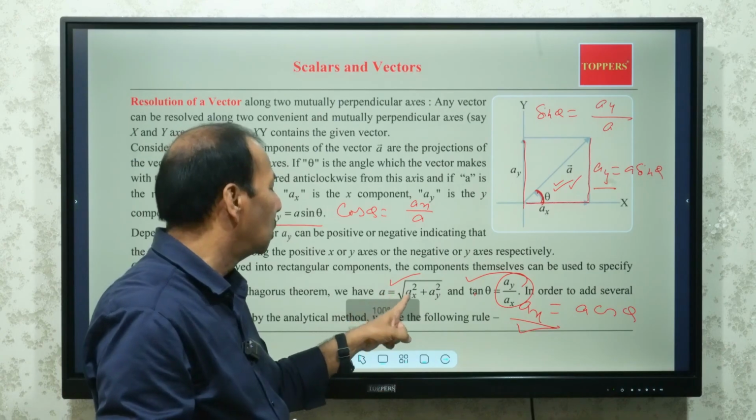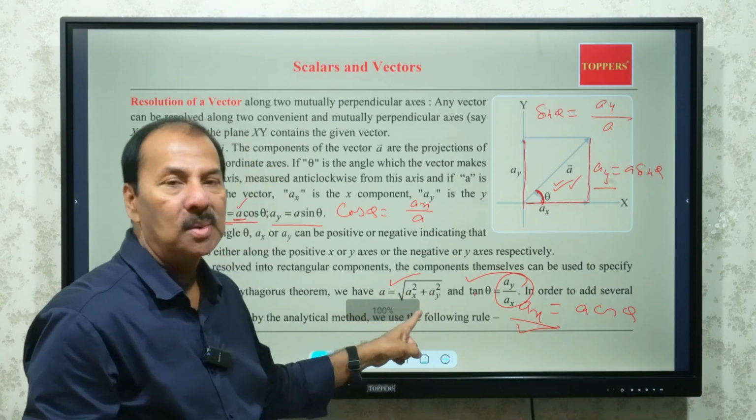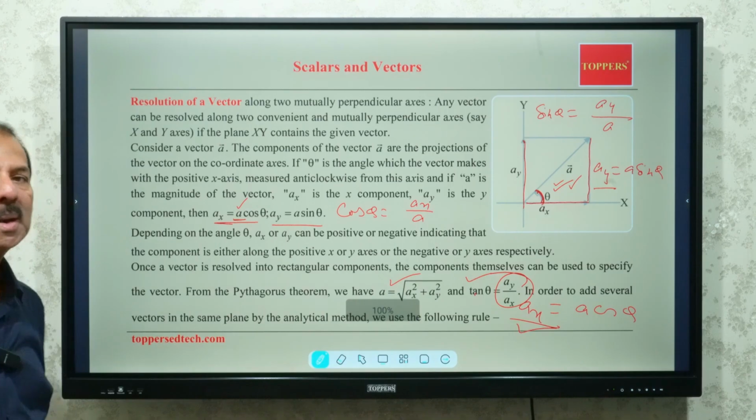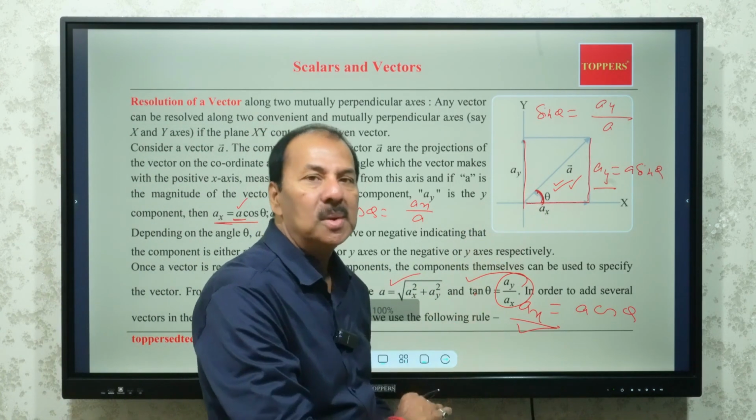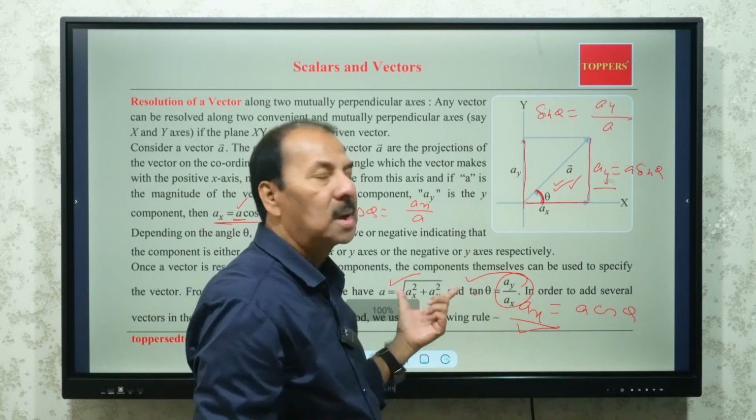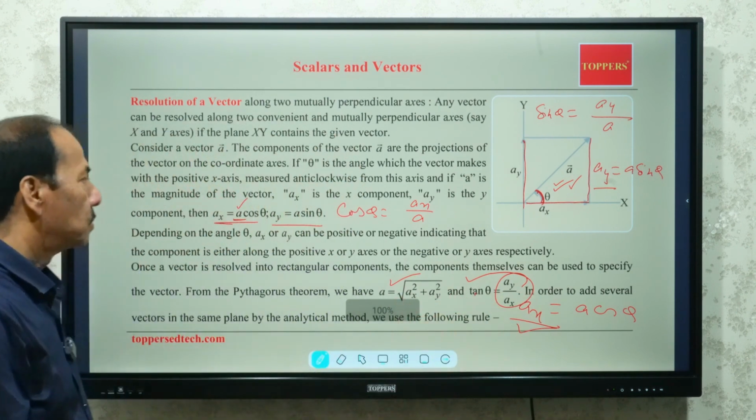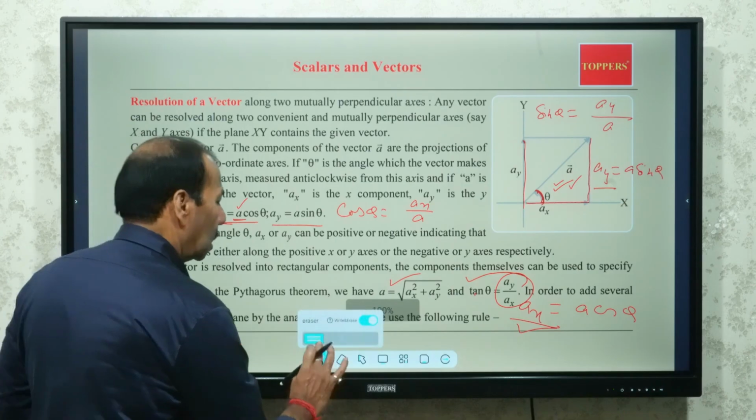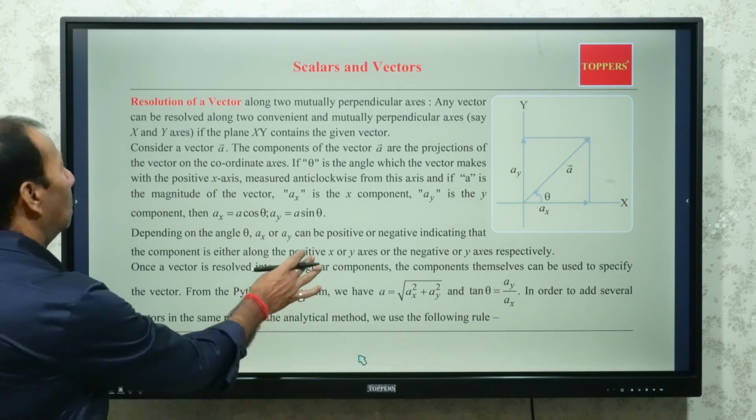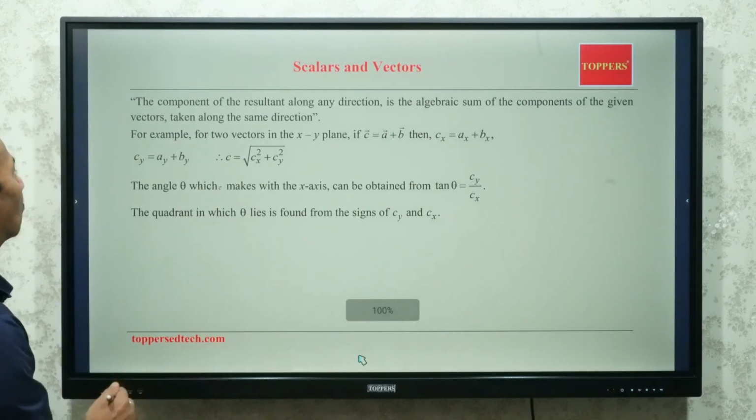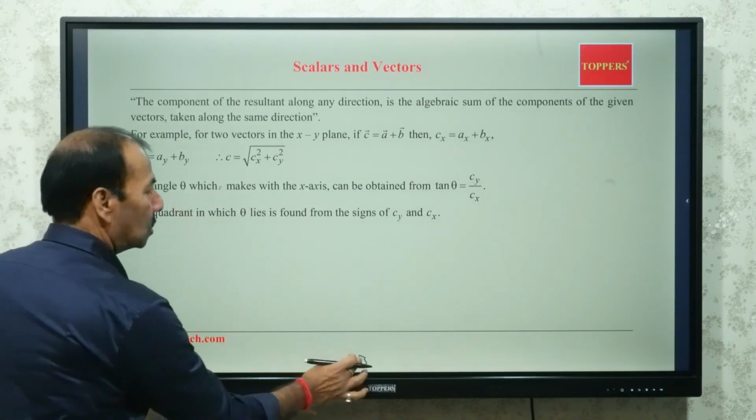Similarly, the magnitude is square root of Ax squared plus Ay squared. And that way we can calculate, from resolution to the resultant of the vector, and from resultant to the resolution, so we can analyze this. So here you can clearly see on this particular screen now.